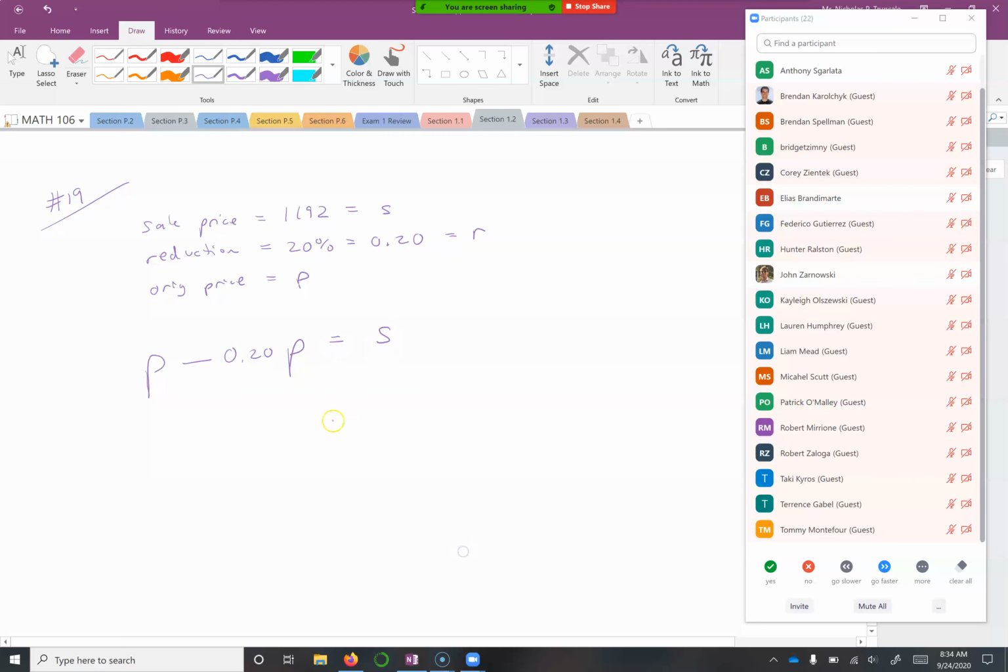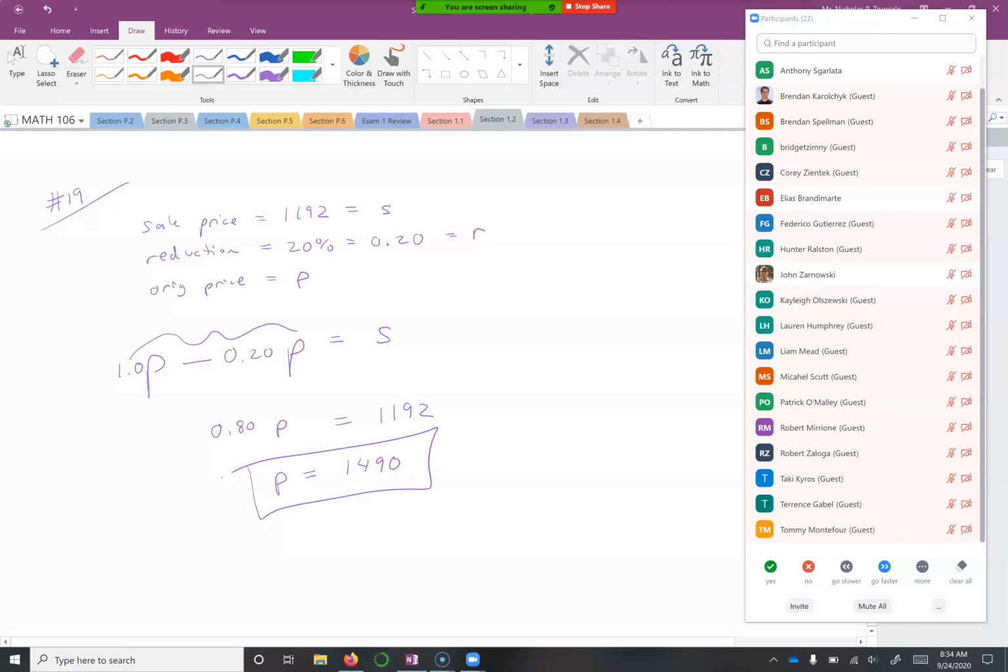Okay, so now, let's see. We know what the sale price is, $11.92, and this side over here, it looks like there's nothing in front of the first P, but really there's a coefficient of 1 here. So we're doing 1P minus 0.2P, and we get 0.80P. And then we'll just divide that sale price, $11.92, by 0.80, and it should come out to be $14.90. That'll be the original price.